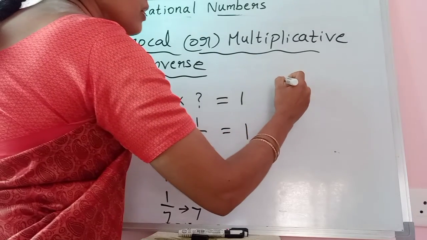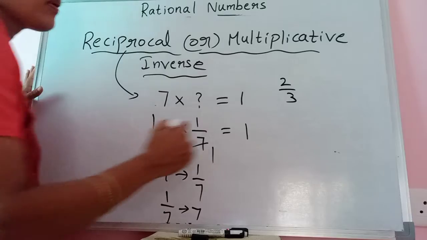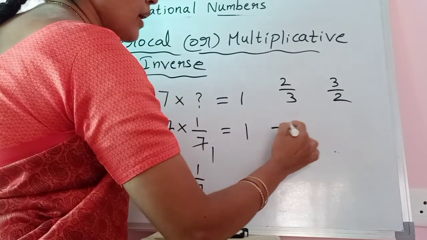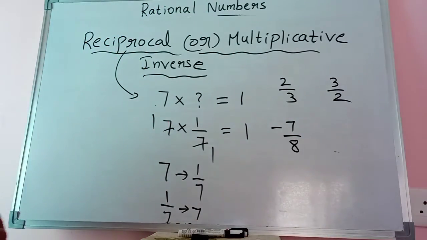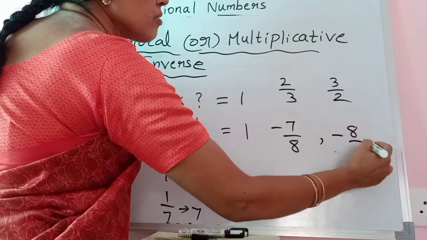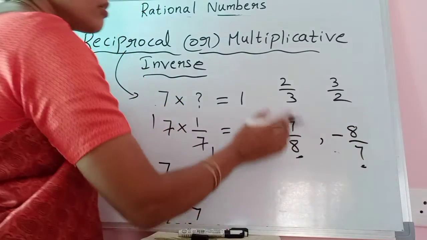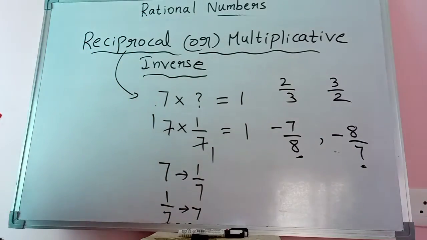What is the multiplicative inverse of 2 by 3? Yes, the multiplicative inverse of 2 by 3 is 3 by 2. And minus 7 by 8. The multiplicative inverse of minus 7 by 8 is minus 8 by 7. Don't change the symbols, children. Just write the reciprocal. Reciprocal of 7 by 8 is 8 by 7, and the symbol should be as it is, minus only.